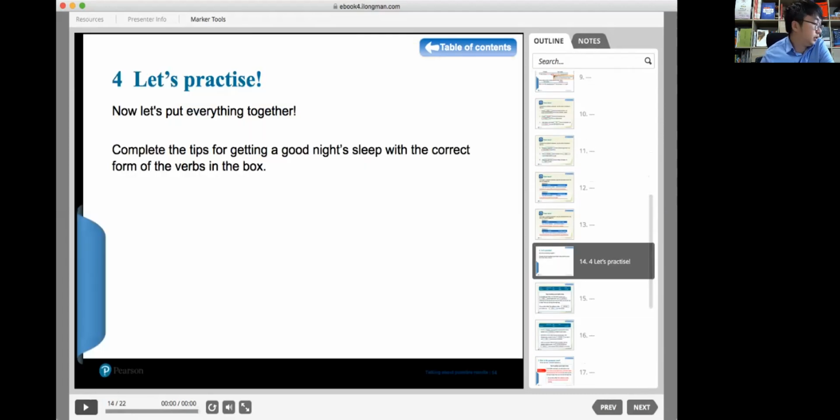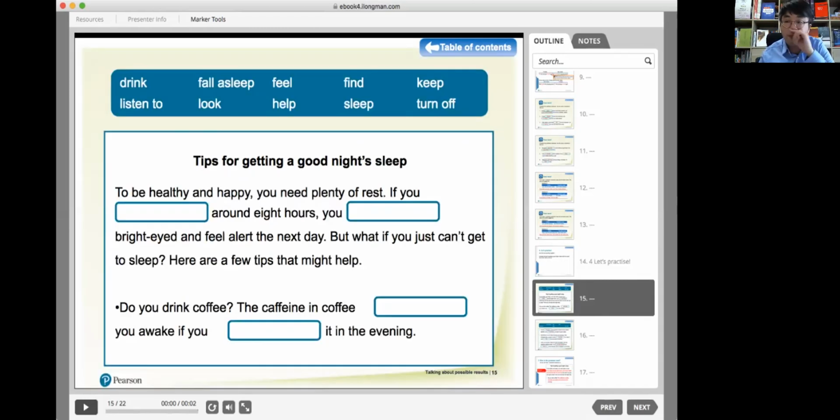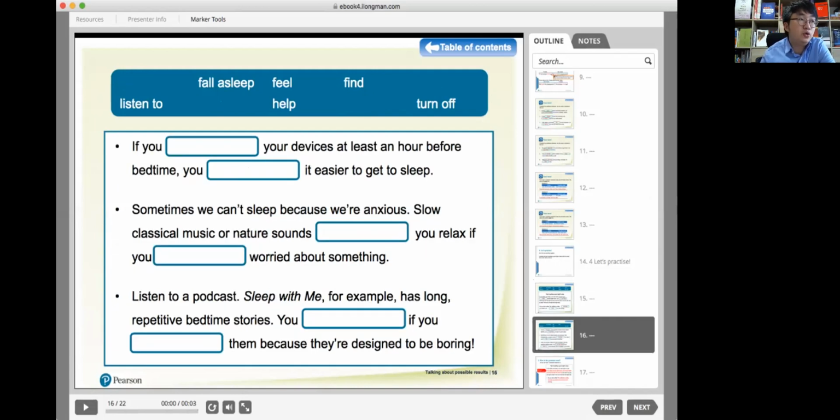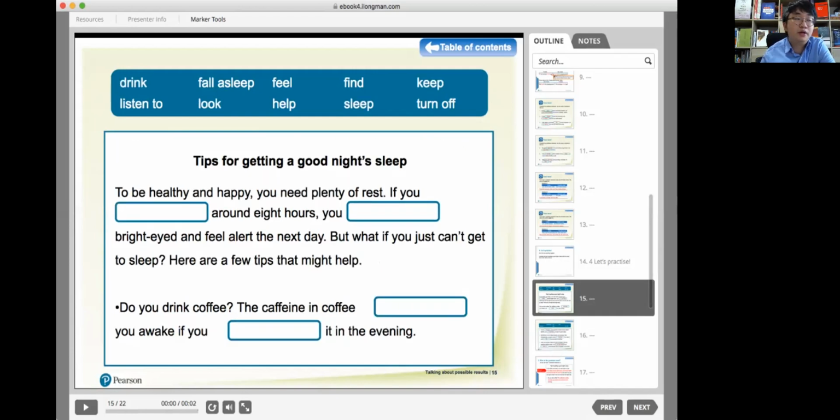All right. Now, let's put everything together. We have learned all the things that we need to know to form type 1 conditional sentences. Now we have to complete the tips for getting a good night's sleep with the correct form of the verbs in the box. Okay, now let's do this together. Tips for getting a good night's sleep. I will do the first four with you, and you will do this one. Okay, let's do it together.